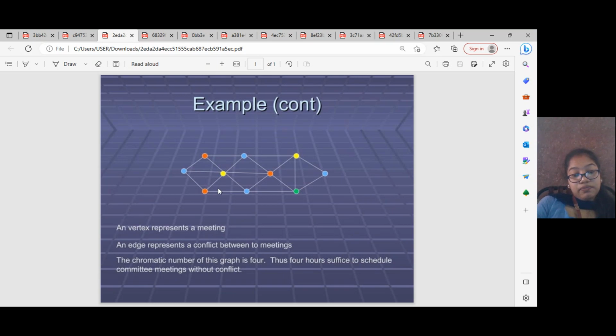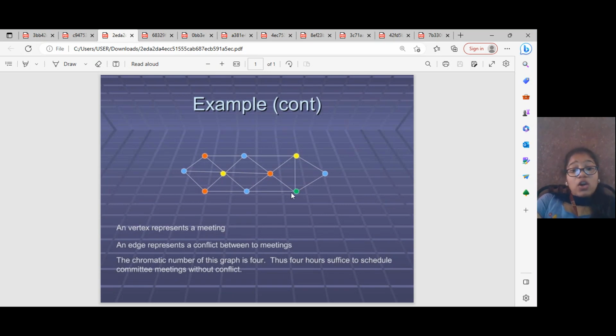So just see here. The first color that we have taken is blue, followed by orange. And now here we cannot take blue or orange, so we have taken another color which is yellow. And here we can have the same color, orange. And coming to this, again we can take blue here, blue here, and orange here. Again here we cannot take blue or orange, so we have taken yellow again.